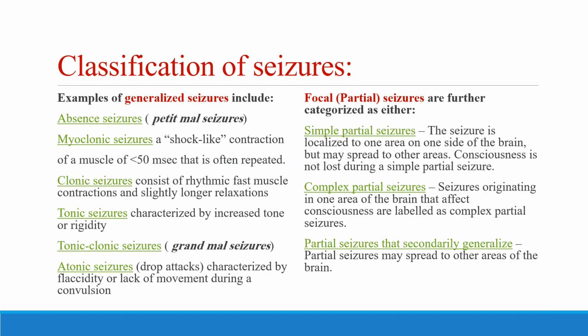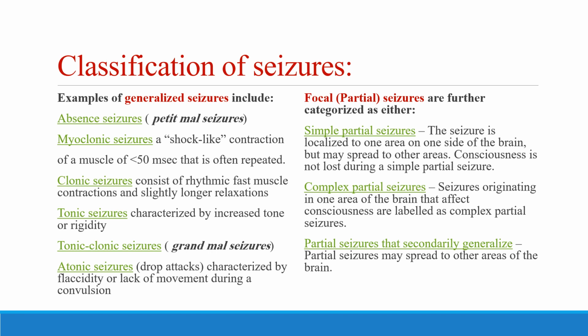To classify seizures, examples of generalized seizures include absence attacks, which are blanking out or staring into space for a few seconds; myoclonic seizure, which is a shock-like contraction of muscle of less than 50 milliseconds that's often repeated. Clonic seizures consist of rhythmic fast muscle contractions and slightly longer relaxations. Tonic seizures are characterized by increased tone and/or rigidity. Tonic-clonic seizures involve clonic and tonic features. Atonic seizures, or what we call drop attacks, are characterized by flaccidity or lack of movement during a convulsion.